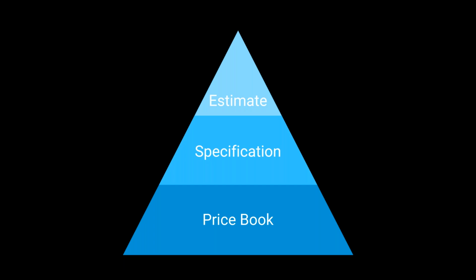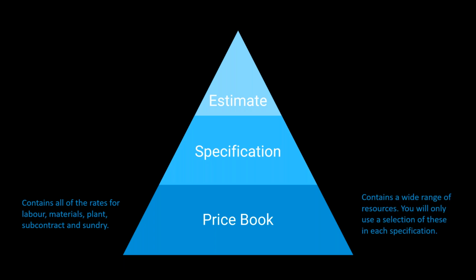Now, as we go through this short course, we will start off with the price book. This contains all the rates for labour, materials, plant, subcontract and sundry that we'll be using throughout our project. We'll also be learning how to edit these resources price-wise, and also create our own resources to place within the price book, either if there's a resource that is not within the price book that we need, a bespoke resource, or if you need something that is of a particular brand name added in.